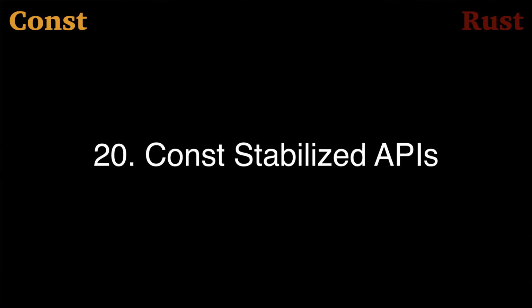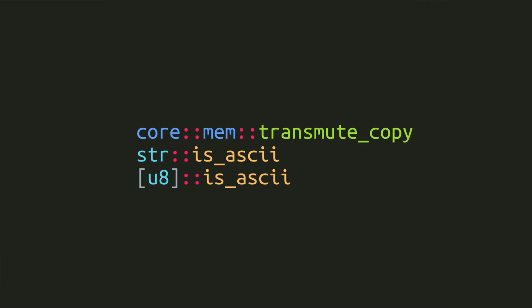Number 20. Three APIs that were already stable are now also available to use in const contexts. Here they are. Let's go through them. The first is transmute_copy. This unsafe API will take a reference and ignore the type of the reference and copy it into another destination with the type you tell it. This is super useful when dealing with FFI and C libraries, and now you can do it at compile time.